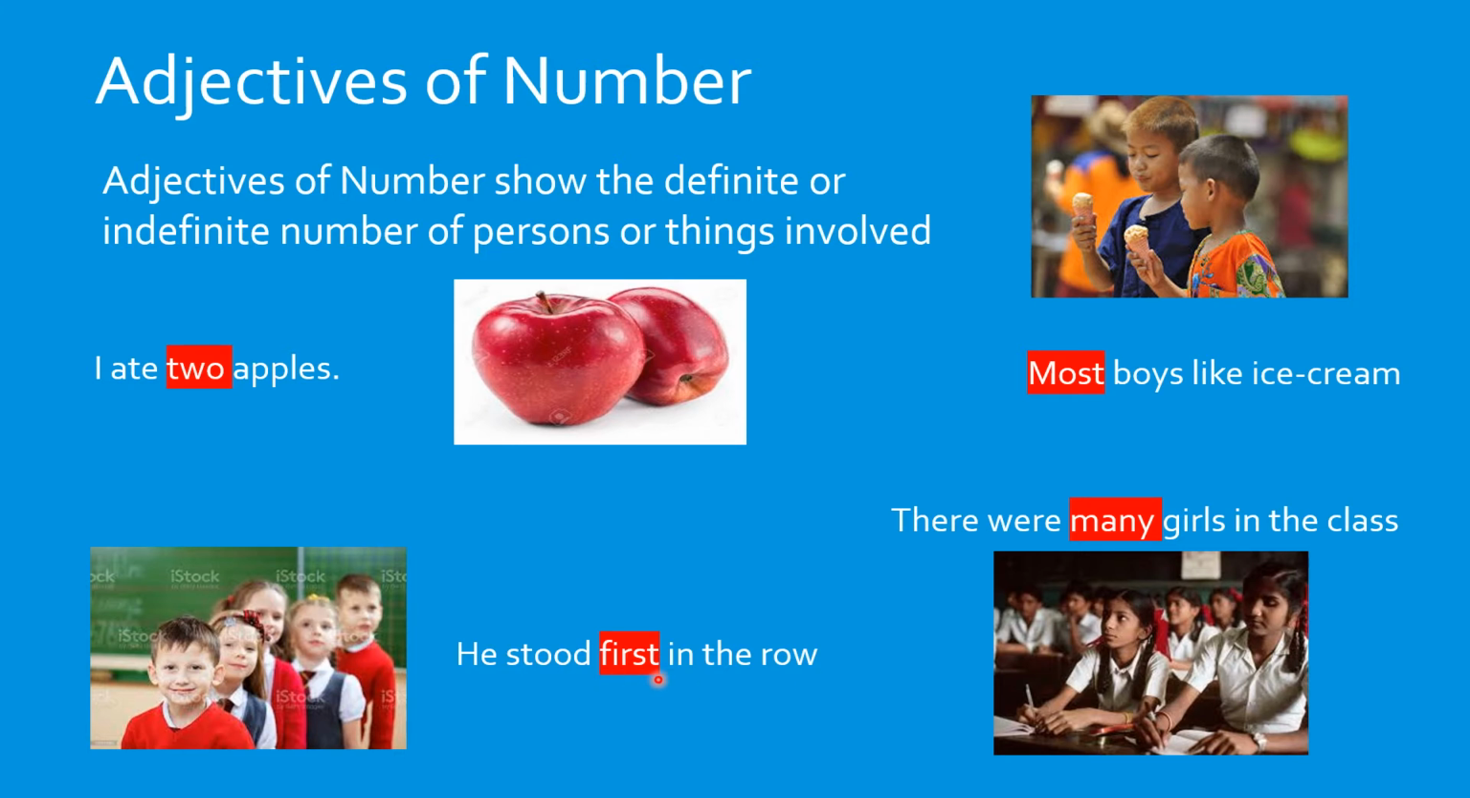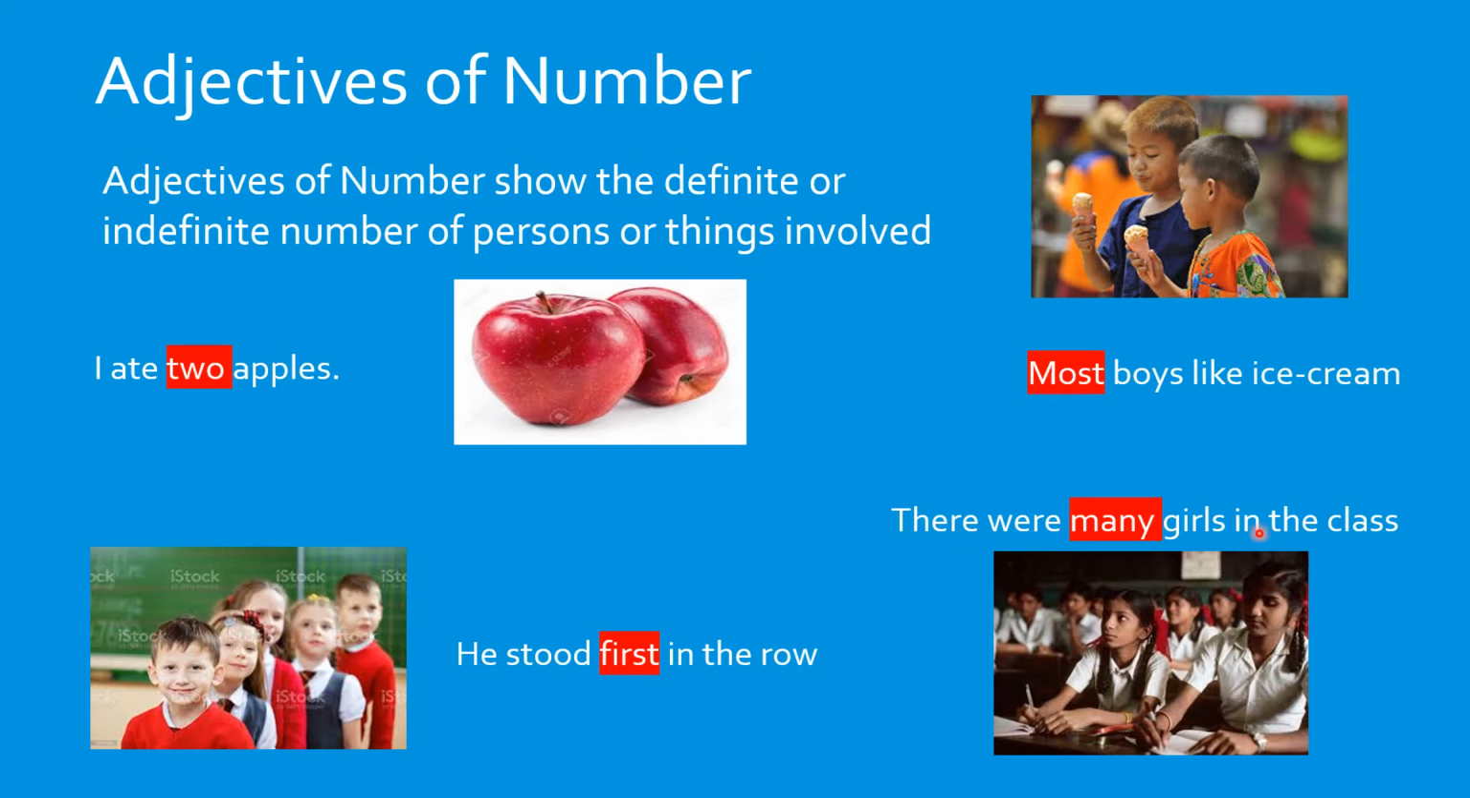So first is the adjective of number. The boy stood first. It's a definite number. It is an adjective of number. It's an ordinal. The third example, most boys like ice cream. So most is the adjective of number. It is an indefinite number. We do not know how many boys, but most boys like ice cream. So most is an adjective of number.